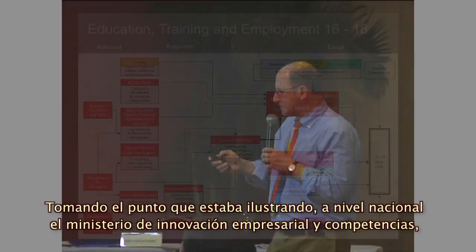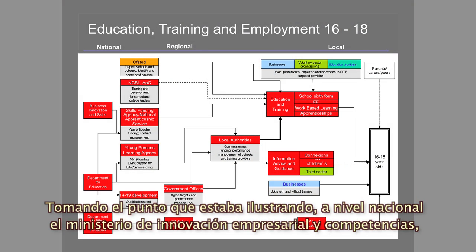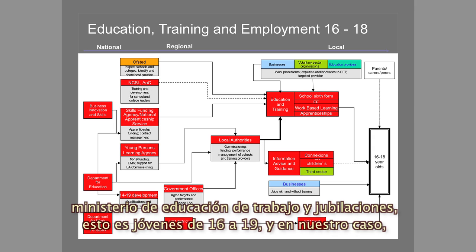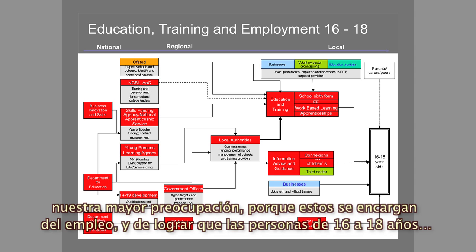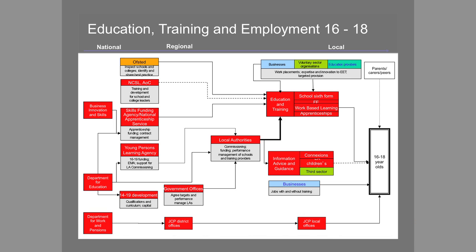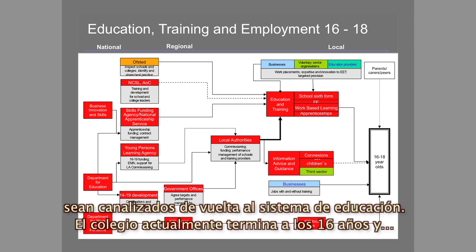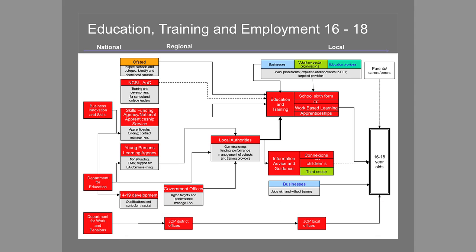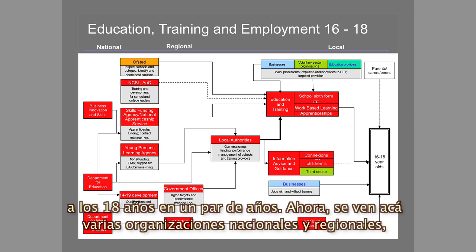Just picking up the point I was making there. You have at national level, the Department of Business, Innovation and Skills, Department for Education, Department for Work and Pensions. This is 16 to 19-year-olds, and in our case currently, the major concern is actually here, because they handle unemployment. And it's the extent to which when a 16 to 18-year-old is unemployed, the extent to which we are effectively picking them up and bringing them back into the education system. Our schooling age is currently 16. It's going up to 18 in a couple of years' time.